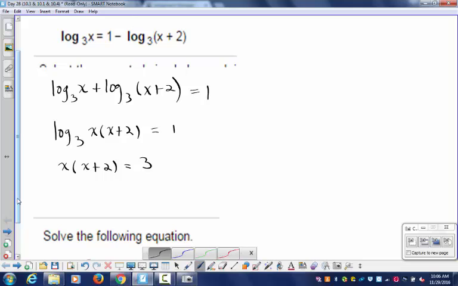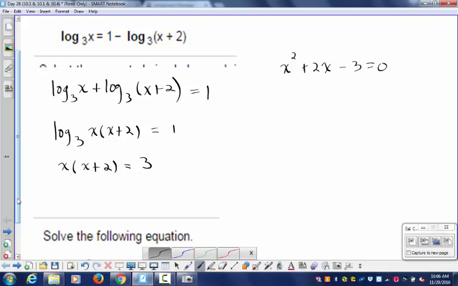And so it's 3 to the 1. Doesn't look very exponential here, but we're getting rid of the log by going to an exponential form, but we can simplify that exponential piece, 3 to the 1. So that gives us x squared plus 2x minus 3 is equal to 0.